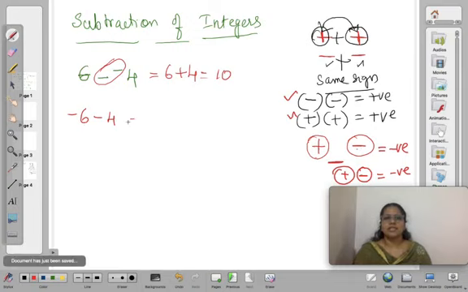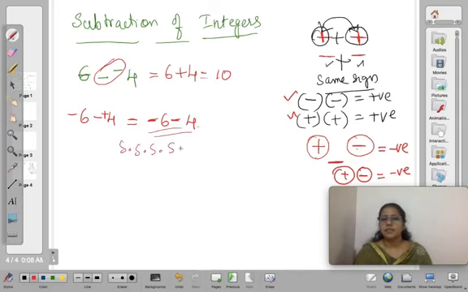So negative 6, negative 4. Let me write it here, positive. Okay, then only I can say. Negative 6 minus positive 4. So negative of positive will make negative because the character is different. So write negative there. Now use that rhyme. If the signs are same, find the sum and put the same sign. That is, first you find the sum, 6 plus 4, 10, and put the same sign. So your answer is negative 10.